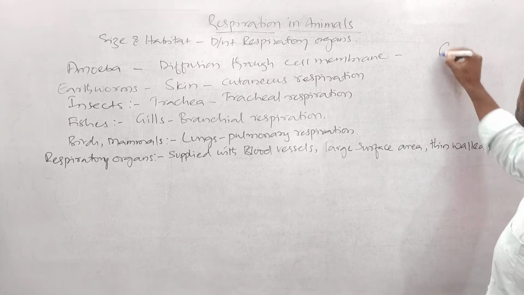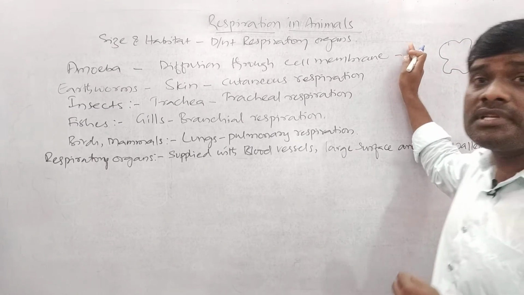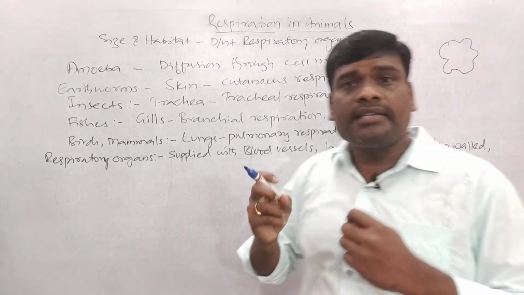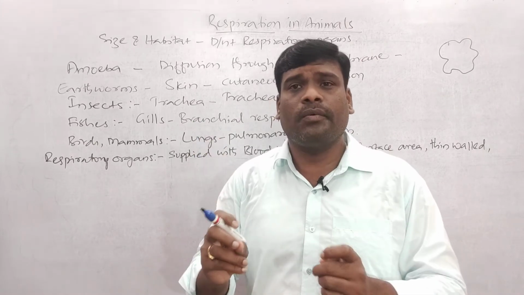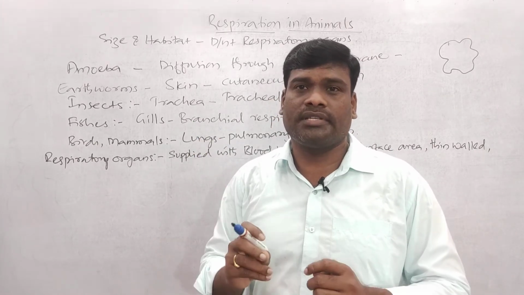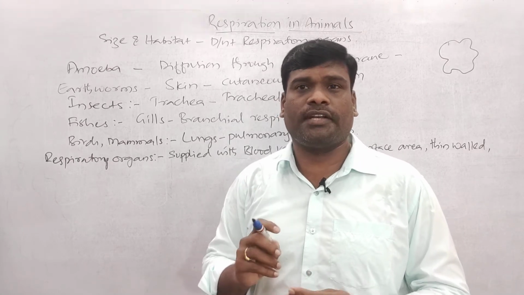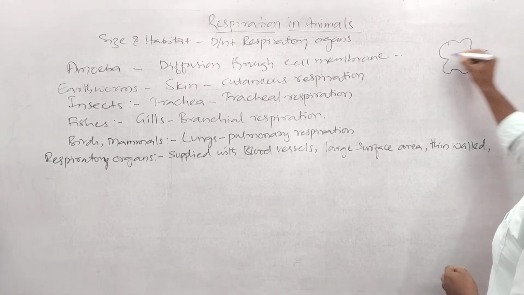So this is amoeba, as you know that it is irregular in shape, children, and it lives in water. So how does amoeba get oxygen when it is in the water? It lives in the water. How does it get oxygen? Oxygen is available in the water in the dissolved state, children. Got it? So oxygen is available in the dissolved state in the water.